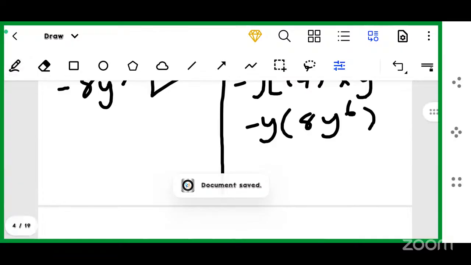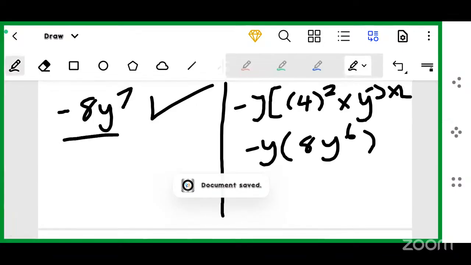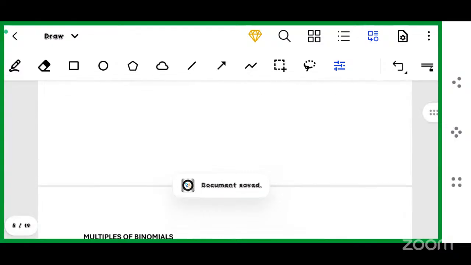Okay, perfect. So yeah, negative 8, don't forget to the power of 7. Yes, the vote was to say don't forget the negative. So correct. All right, so I think we are fine for this part.